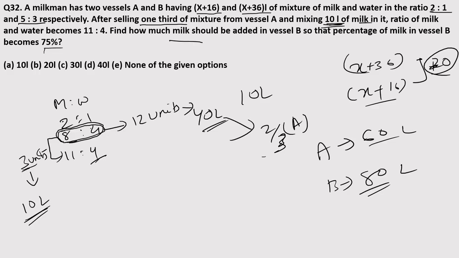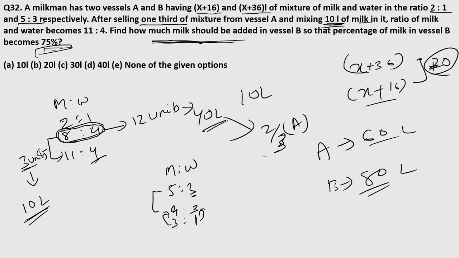87.5%. Okay, initially in B the ratio of milk to water was how much? 5:3. We need it in the ratio 75% is milk, so 25 has to be water, so in the ratio 3:1, right? As I am adding milk, it is saying how much milk should be added. If milk is added, I have to make the water part same. It is 3 here, so make it 3. So this becomes 3, so this has to become 9, right?